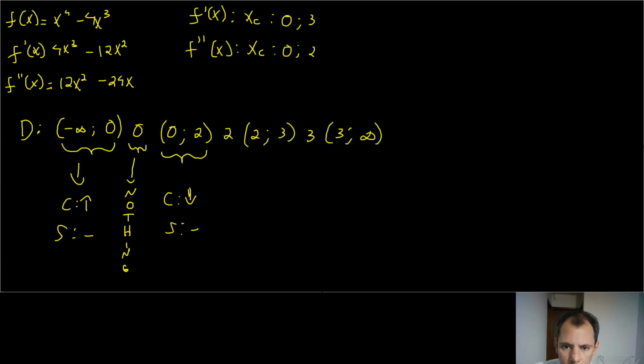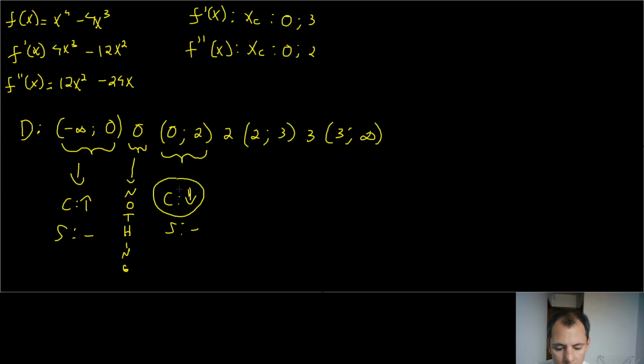Now let's see the 2. The 2 is going to have a slope different than 0. Okay, so here we go. At x equals 2, the first derivative is going to be different than 0, so it's going to be like this or like that. But the second derivative is 0. That means that it's an inflection point.